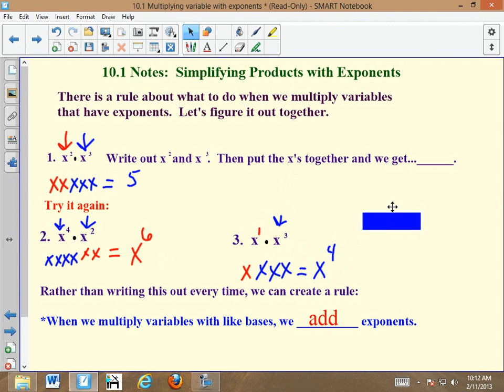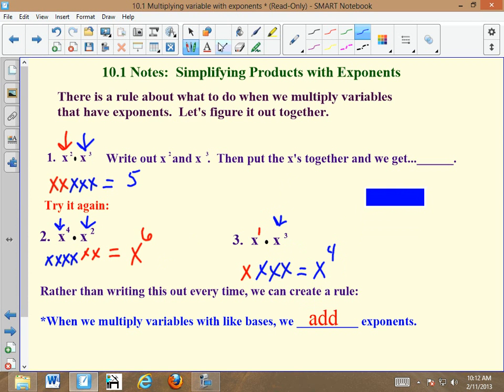So when we multiply variables with like bases, we add the exponents. A variable is a letter. A base is the big number. That's the base. An exponent is the little number. So when you multiply like bases with variables, you add the exponents.